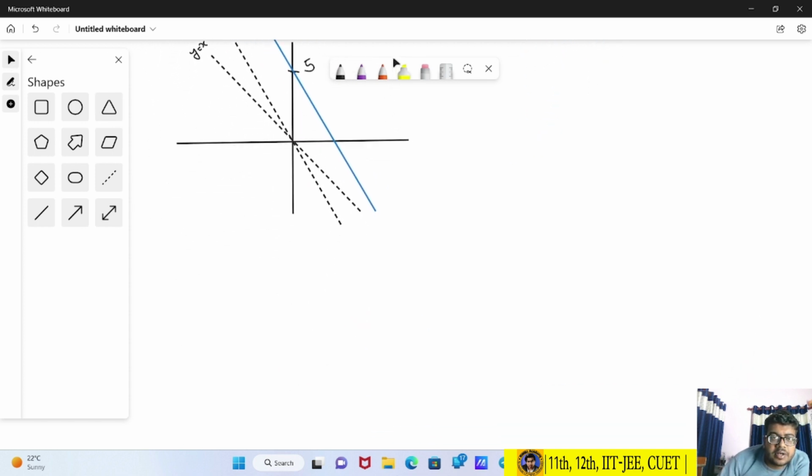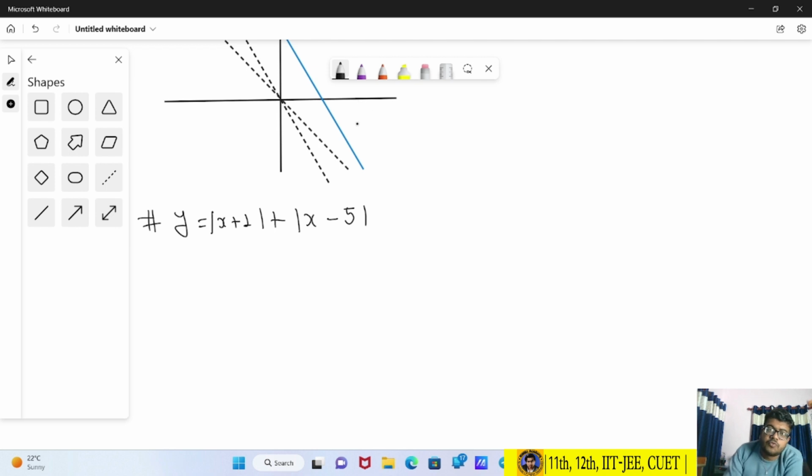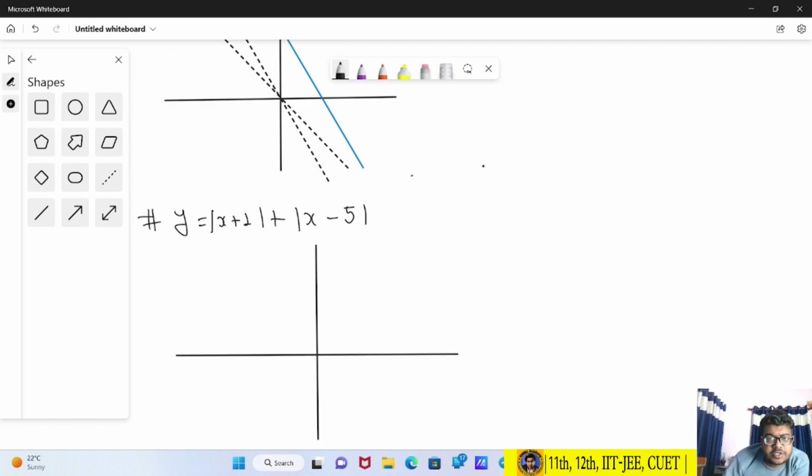We draw modulus graphs. Here suppose y is equal to mod of x plus 1, or y is equal to mod of x plus 1 plus mod of x minus 5. Before drawing this graph, we learn how to define functions. So suppose y is equal to mod of x minus 1 plus mod of x minus 3. First we learn how to define these functions.